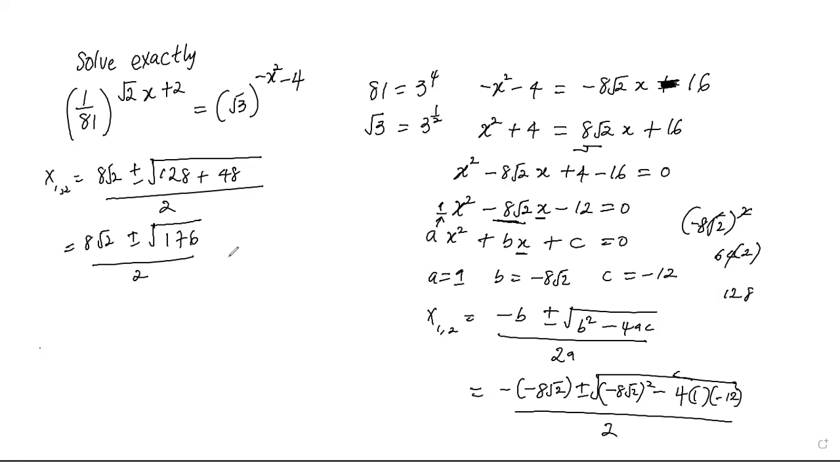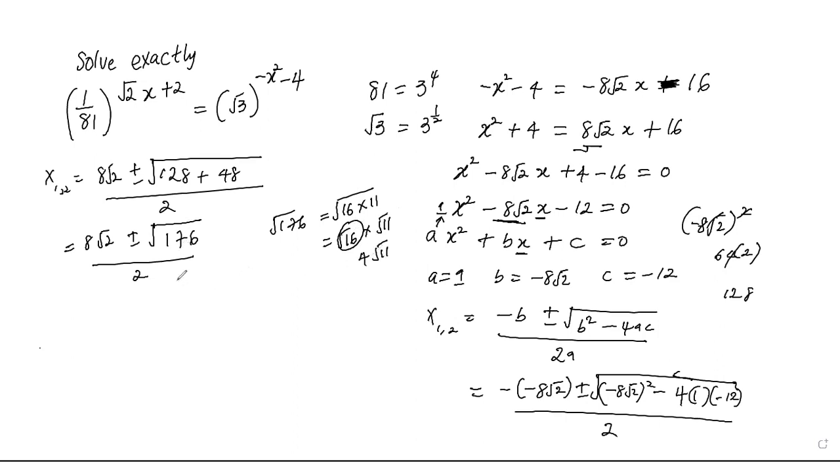Okay, and the next thing you want to do right now, you can actually break these guys down. 176 can be broken down. Okay, so we remember that square root of 176 can also be written as 16 times 11 is 176, and you know this is square root of 16 times square root of 11, and square root of 16 is just 4 root 11.